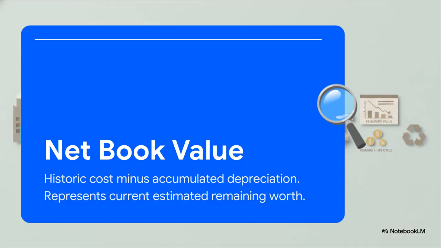So, what does this all mean? Well, by comparing these two accounts on the statement of financial position, we arrive at a critical number, the net book value. You calculate this simply by subtracting the accumulated depreciation in that provision basket from the historic cost in the asset account. The resulting net book value represents the true, current, estimated remaining worth of the asset to the business.